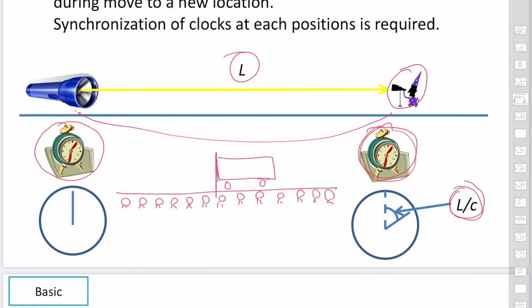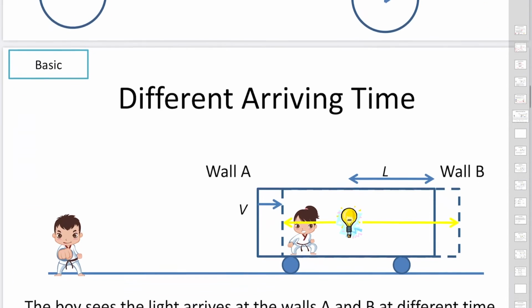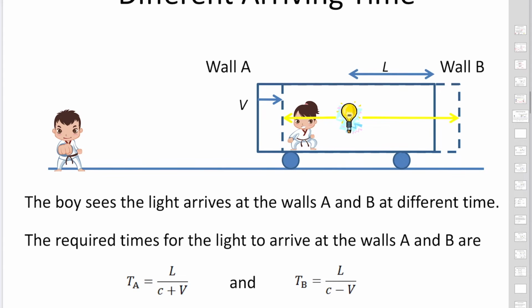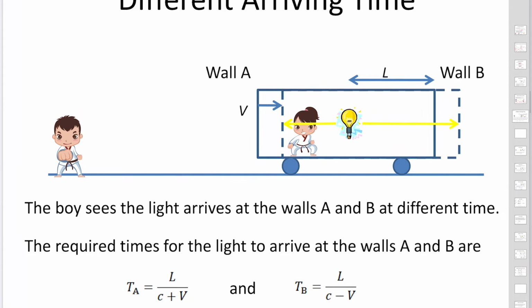When the end wall of the train passes through this point, we can use this clock. Then we can find out if the boy sees the light arrive at the walls at the same time or not. Actually, the arrival times should be different. The boy sees the light arrive at wall A and B at different times.